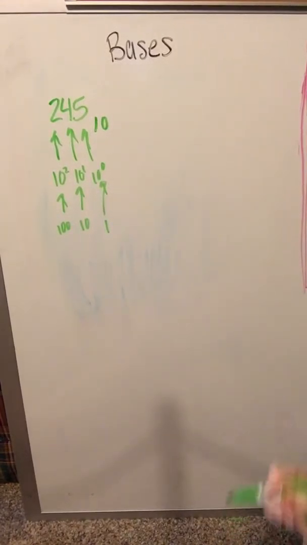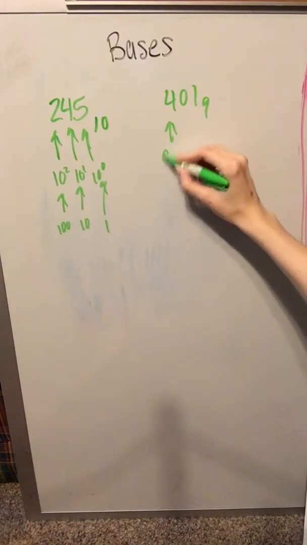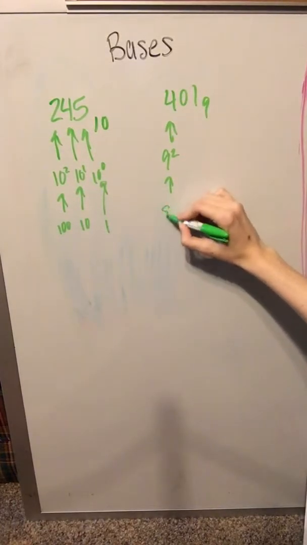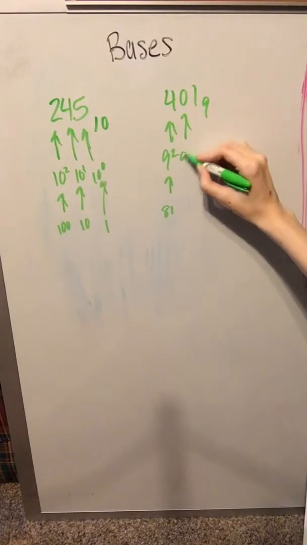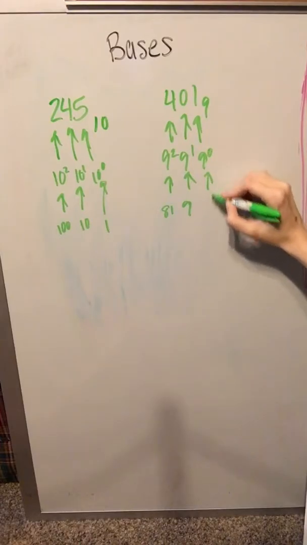And different bases work the exact same way. So say you have 401, base 9. This is 9 squared, which is 81. This is 9 to the first, which is 9. This is 9 to the 0th, which is 1.